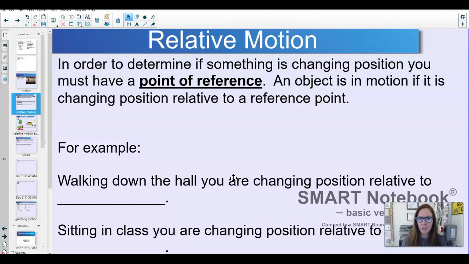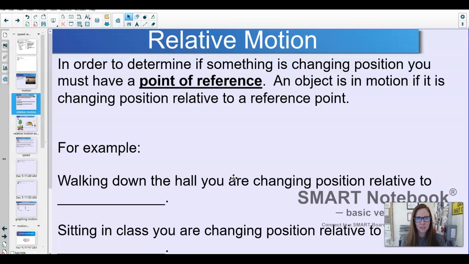However, you could easily put a reference point in there that would indicate you are moving. For example, if you were to use the reference point that is away from Earth, say the moon or the sun, right?